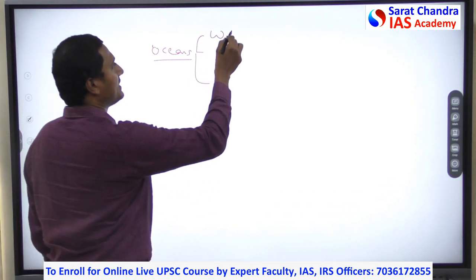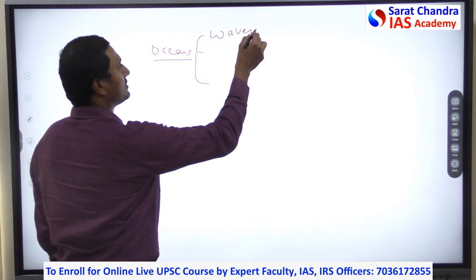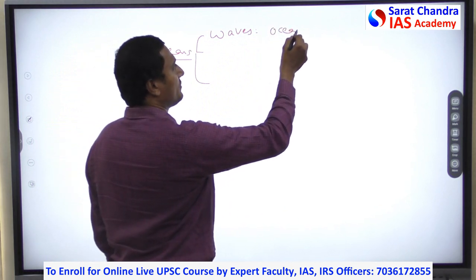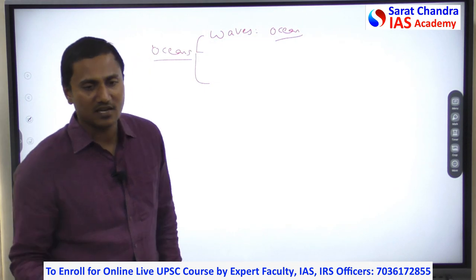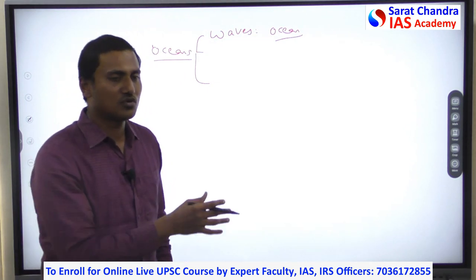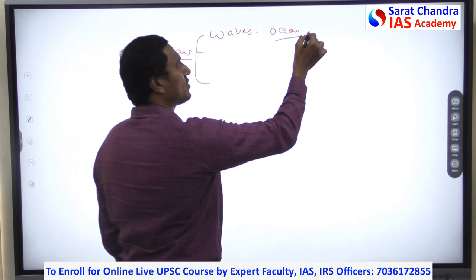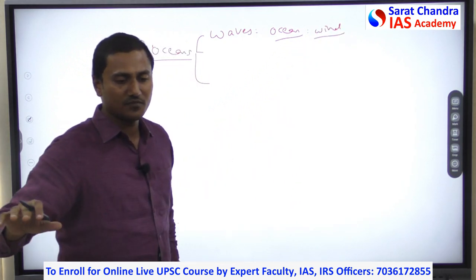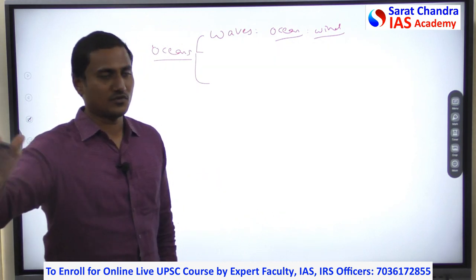We have already discussed waves. I told you that waves occur throughout the ocean. Though we see them at the coastal area because we stand at the beach, they occur throughout the ocean, and they occur only because of the friction of the wind. The wind that is flowing pushes the water to move like waves.